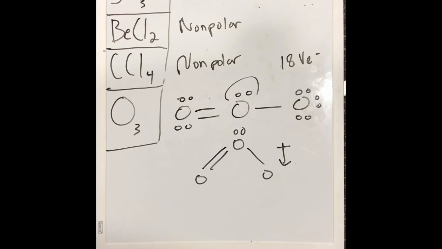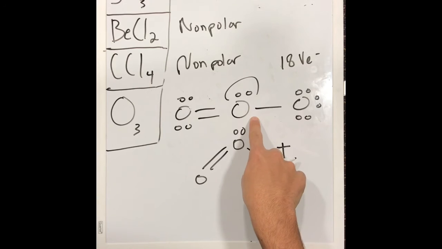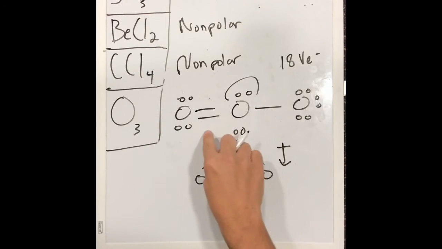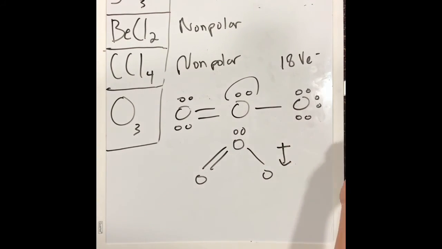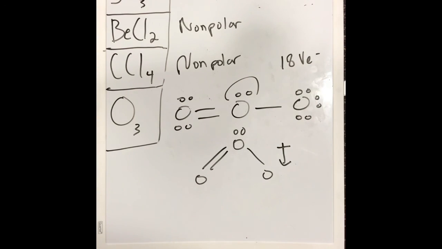Another error would be not really realizing that this structure is actually bent, thinking it's linear and believing it's nonpolar when actually the structure is polar. So just watch out for non-bonding electrons, and make sure you're counting and drawing the correct amount of valence electrons. And that should be it. Thank you.